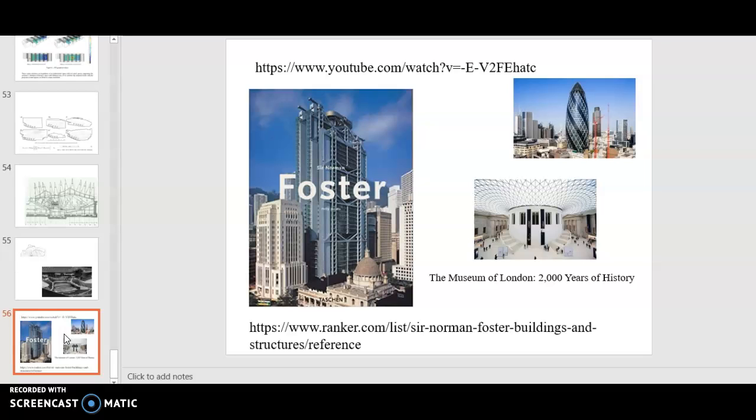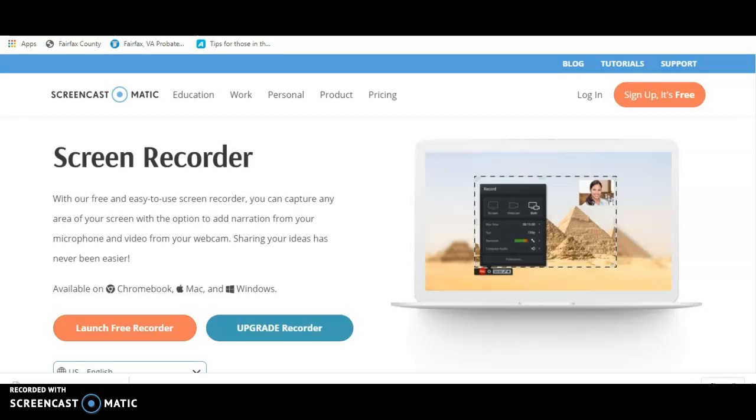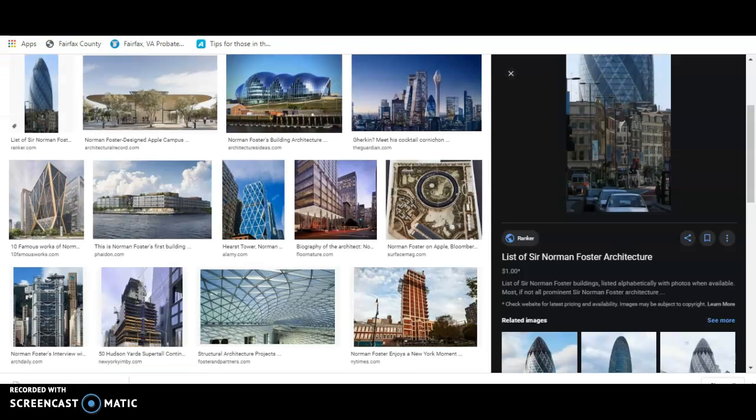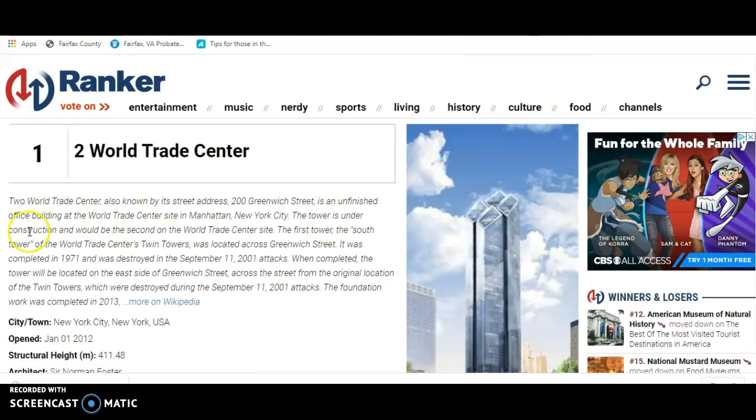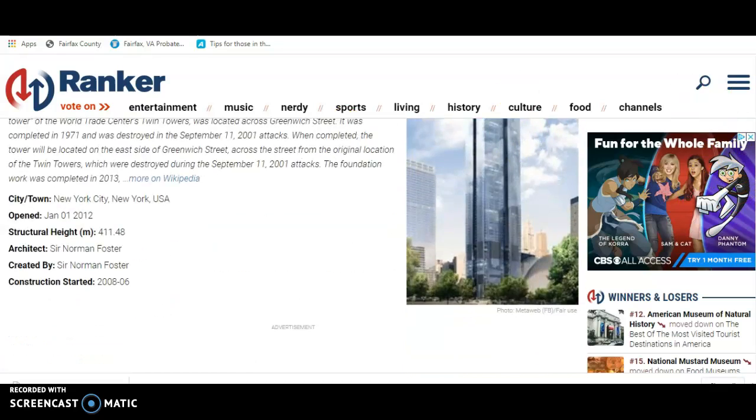Norman Foster, it's a British firm. They worked on a number of very, very well-known projects, both in London as well as in the United States. So I put a reference over here for their projects. Let me quickly take you to some of their typical projects, Norman Foster projects. They did the World Trade Center. You can see it's under construction right now.